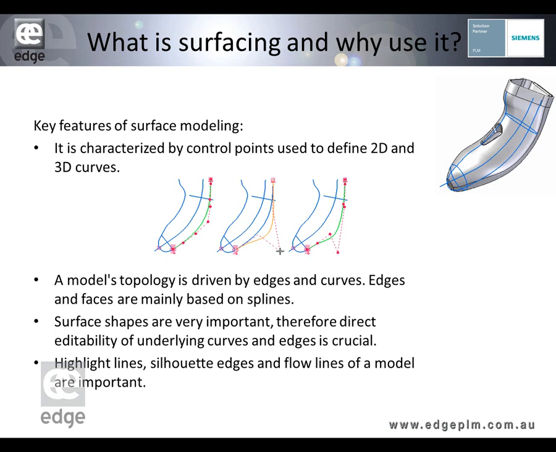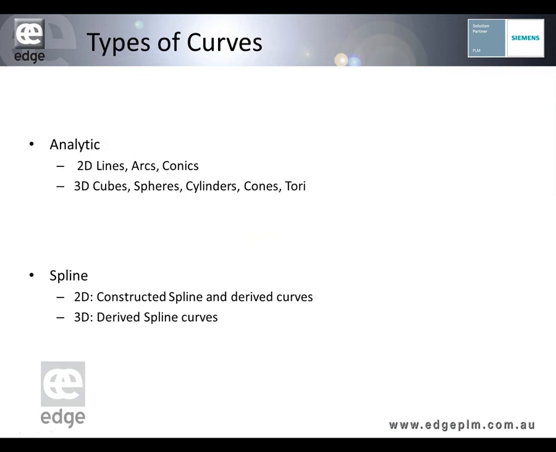When we're surfacing, we talk in terms of highlight lines and silhouettes and edges and flow lines, and these are what are important to make up the shape of the model. And that's what we use to make a shape. It sounds quite complex. It isn't. It's fairly straightforward. So we've talked a lot about curves.